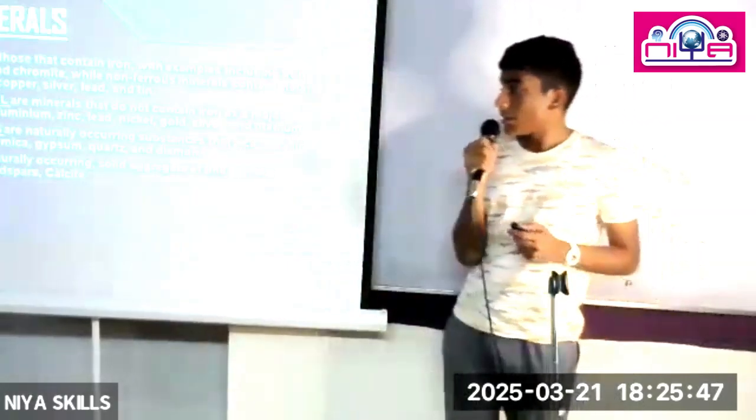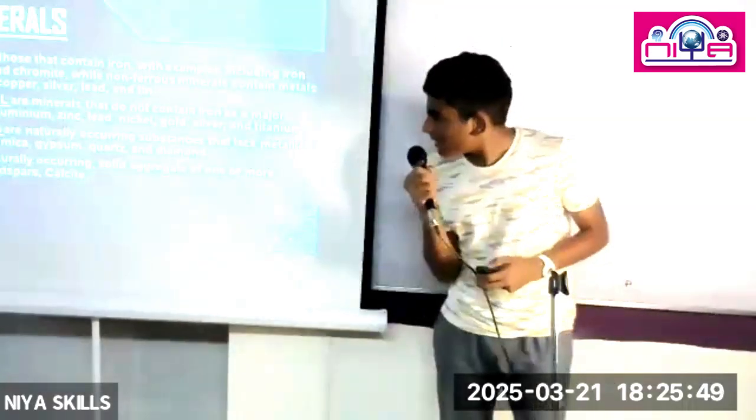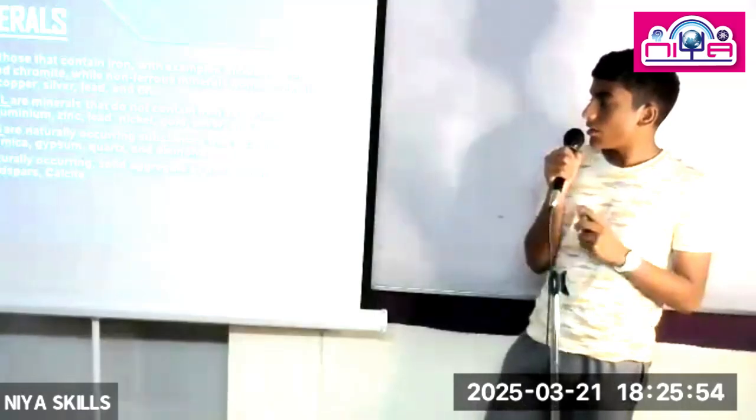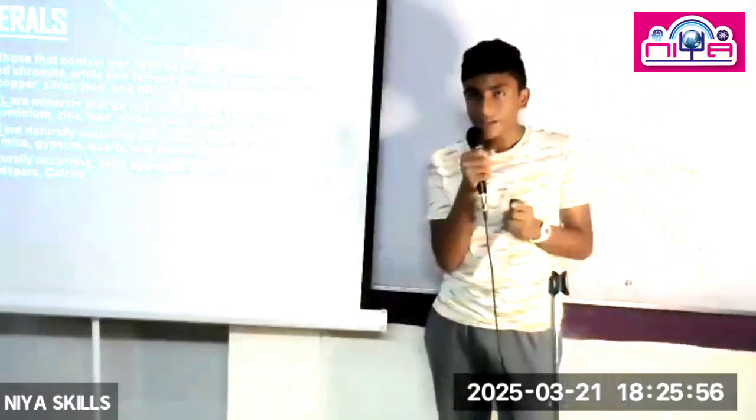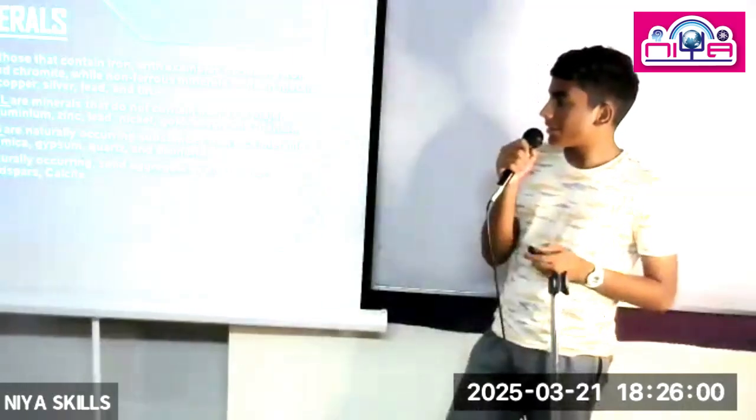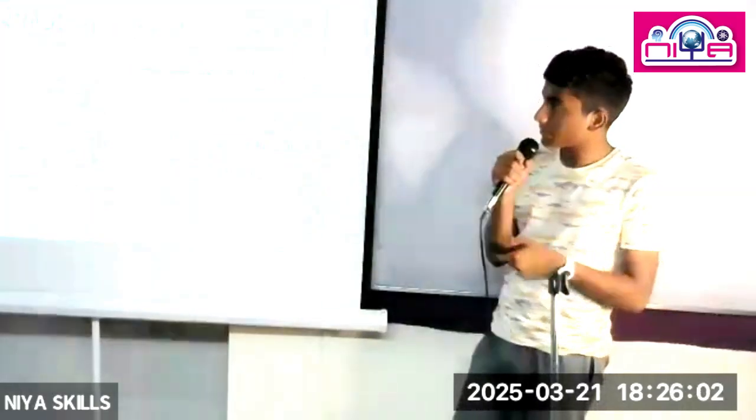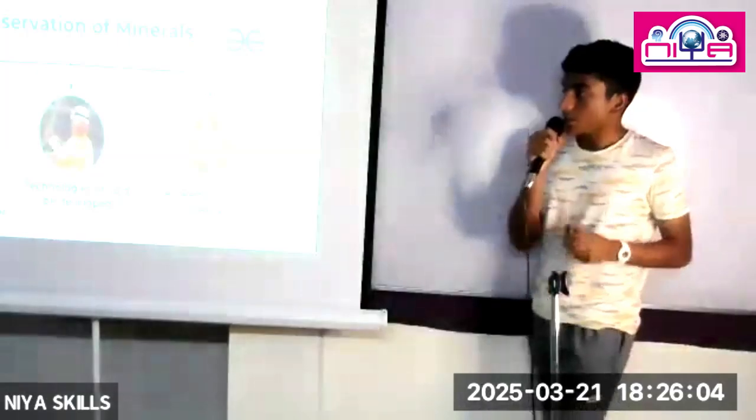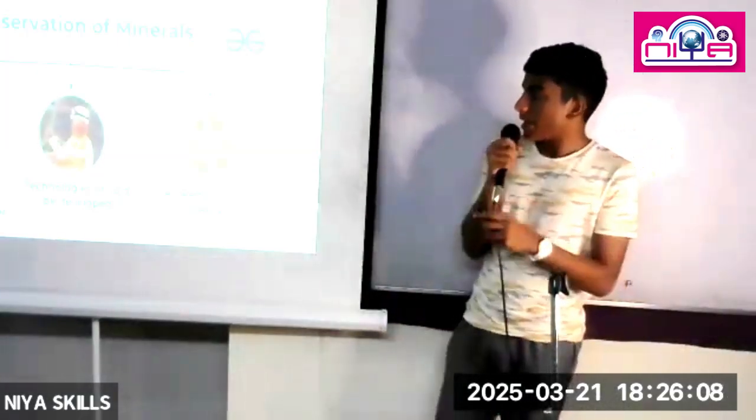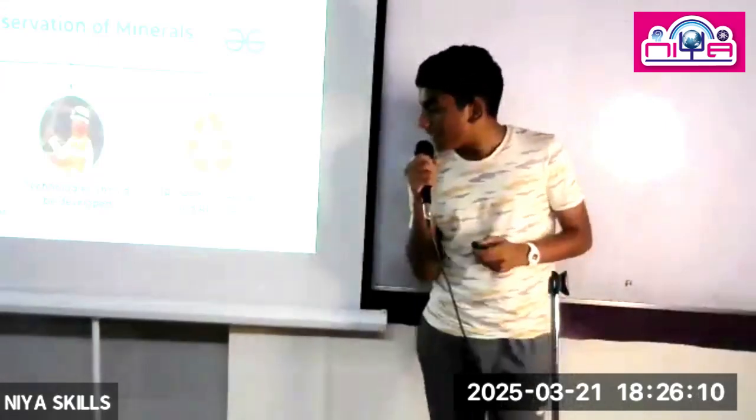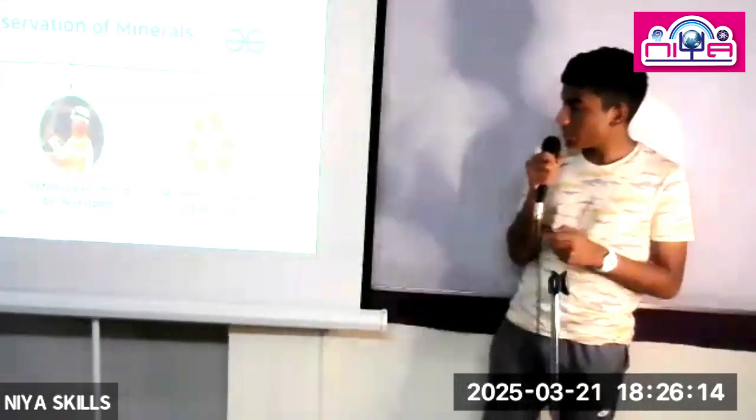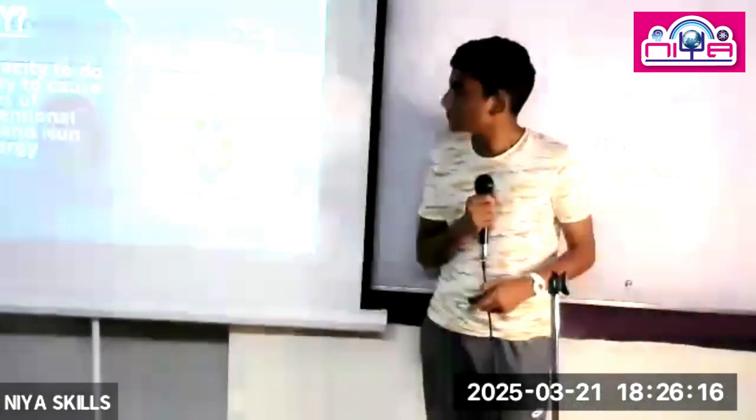Rock minerals. Rock minerals are naturally occurring solid structures which are made of minerals. Examples are feldspar and calcite. Conservation of minerals. Using minerals in a planned and sustainable manner, technology should be developed and used, with the principle of three R's: reduce, reuse, and recycle.